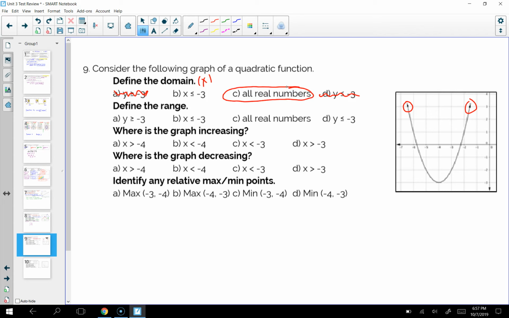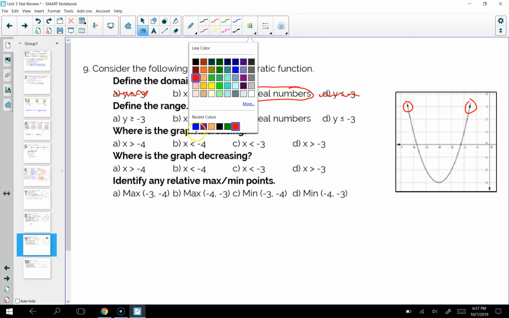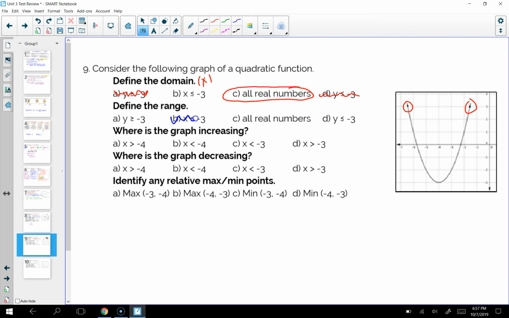Alright, our range. That's my y's, so B is gone. Where are all the y's? Well, there is a turn. There's a direction change. So it can't be all real numbers. Where is the turn happening? It's happening at negative 3. And it looks like all of my y's are bigger than negative 3. So my answer is A.